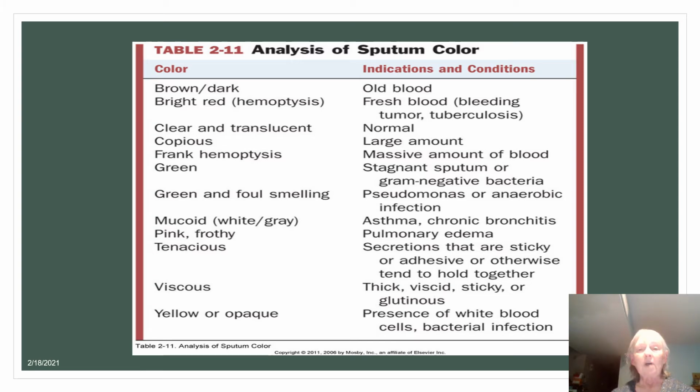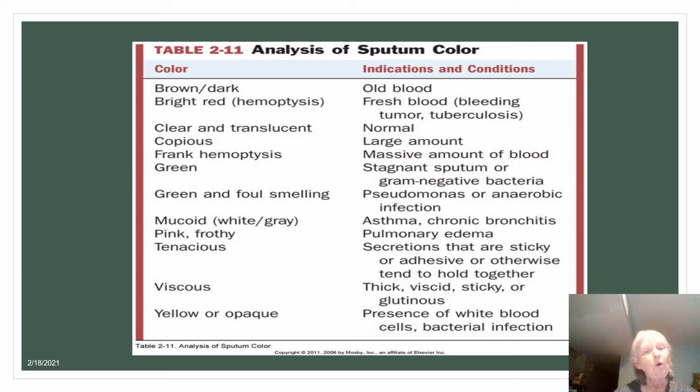So sputum color is always something good to know. Brown, dark is old blood; bright red is fresh blood. It could be from a tumor, it could be from TB. Normally clear, translucent is normal; copious means a lot. Green, now we're looking at stagnant sputum or gram negative. Remember Pseudomonas, oh my heavens, once you smell Pseudomonas, you don't forget it. Very foul smelling, it's like a sickly sweet smell.